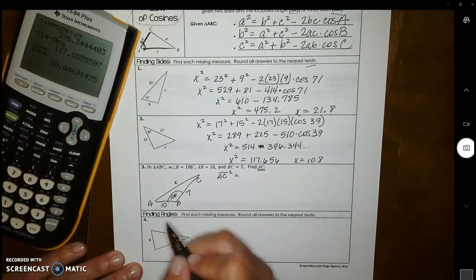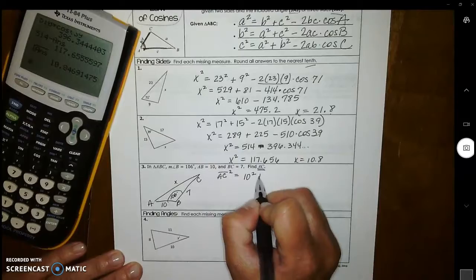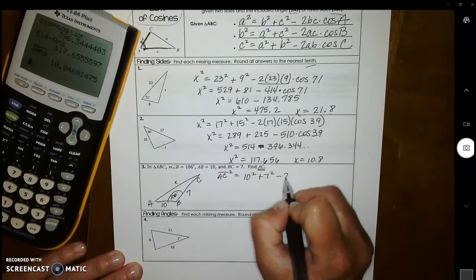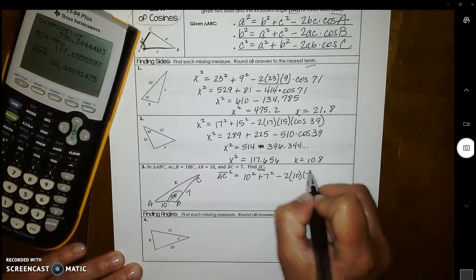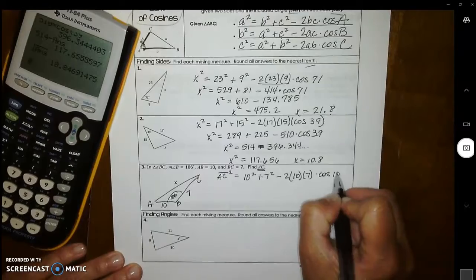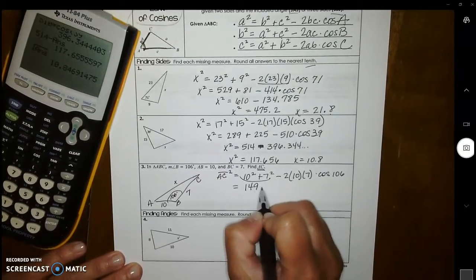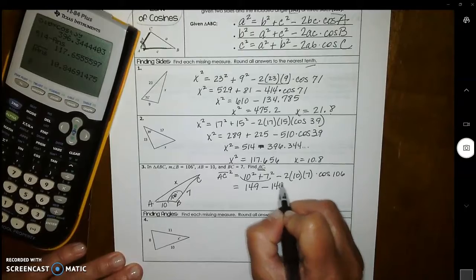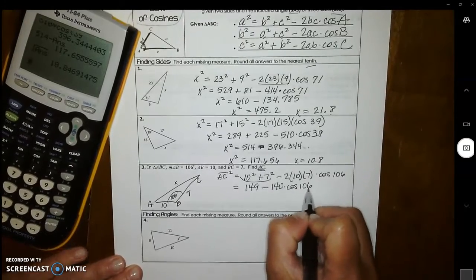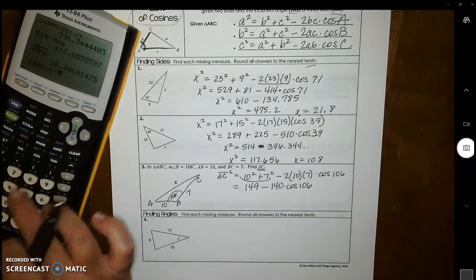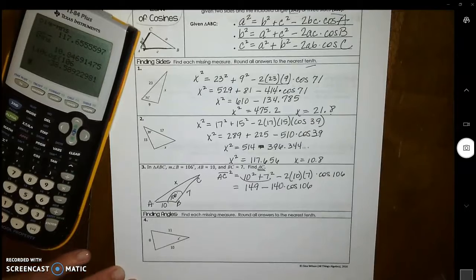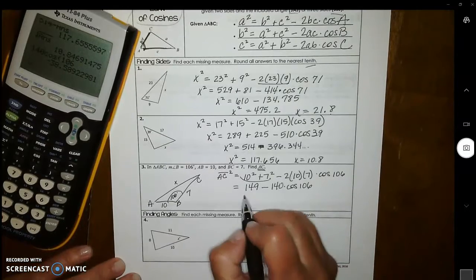But I know that x squared is going to equal 10 squared plus 7 squared minus 2 times 10 times 7 times the cosine of 106. So I know this is going to be 149 minus 140 times the cosine of 106. Might want to double check my math. You know how I am. I can't do the simple stuff anymore.